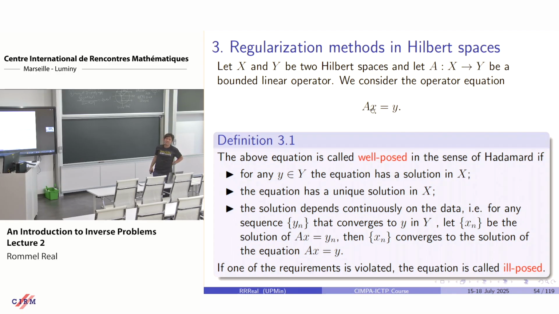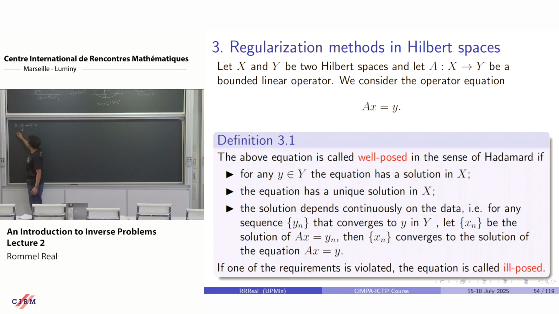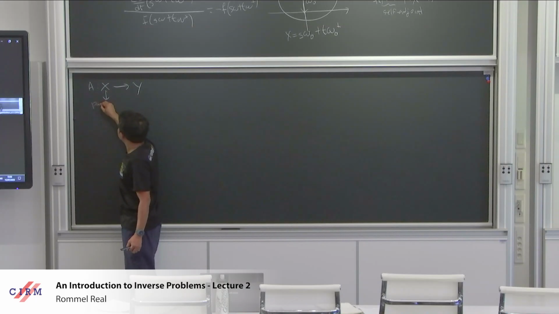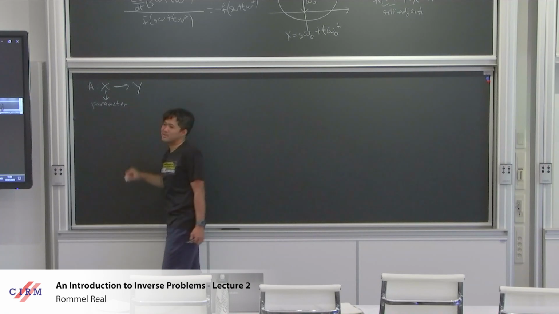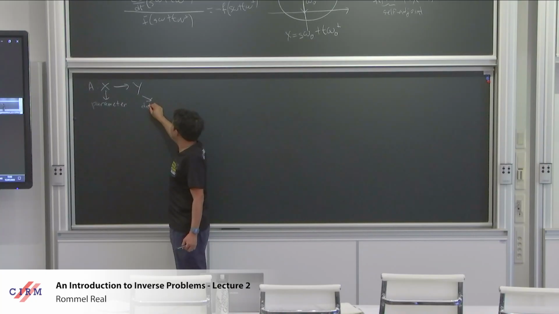And now let's describe the well-posedness of this problem in the Hadamard sense. First, the above equation is well-posed if... I forgot to mention, if we have A from X to Y, we can let X be the space that refers to the space of parameters. Y is our space that is related to the data or observation.